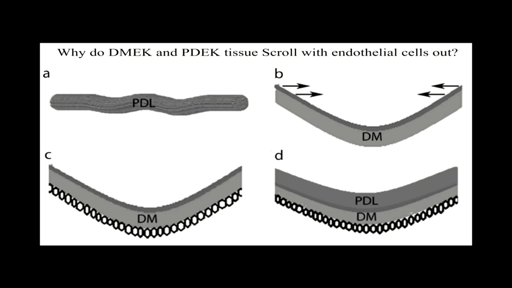And so that's what happens. This is the pre-Descemet's layer. It acts like a rubber band. This is Descemet's membrane. It scrolls that way, and this is the DMEK tissue, and this is the PDEK tissue, where the PDL is there. So most of the scrolling is with that of the Descemet's membrane.